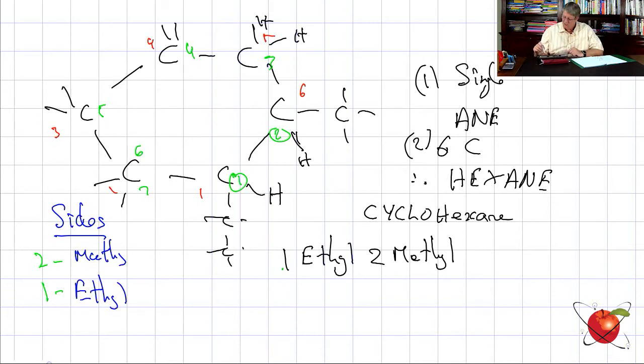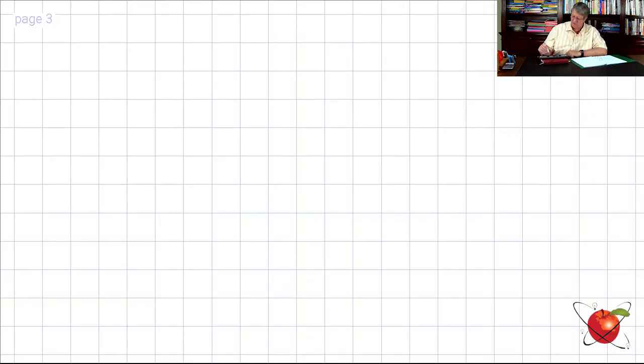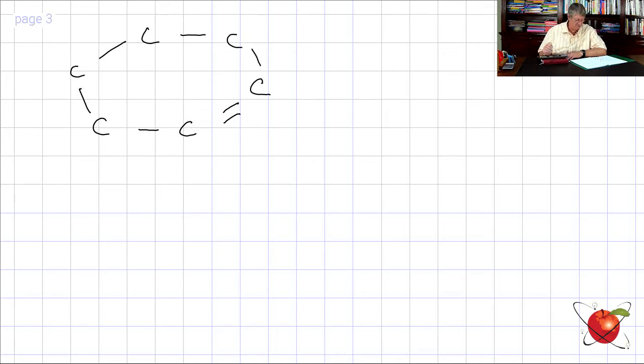Okay. The next one that I've found to have a look at is this one. Something like this. I've got here a C double bond C to a C to a C to a C to a C. I think I've got a hex again.